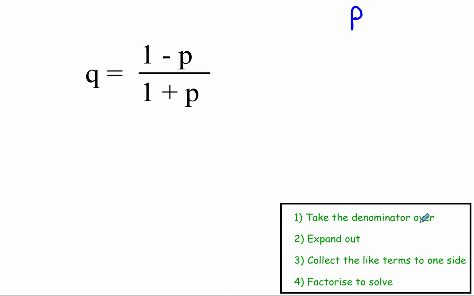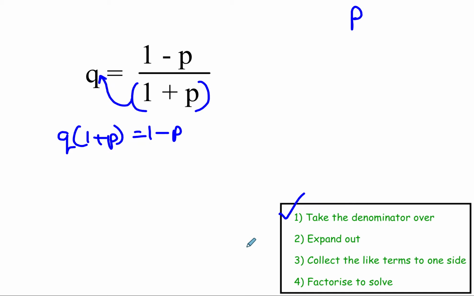The first step is to take the denominator over. So here's the denominator. If I'm going to take it over, I want to take it to the other side, and therefore the inverse operation will happen. As it's dividing on this side, it will therefore multiply on the other side. So we have Q bracket 1 plus P is equal to 1 minus P, and that's what the first step tells us to do.